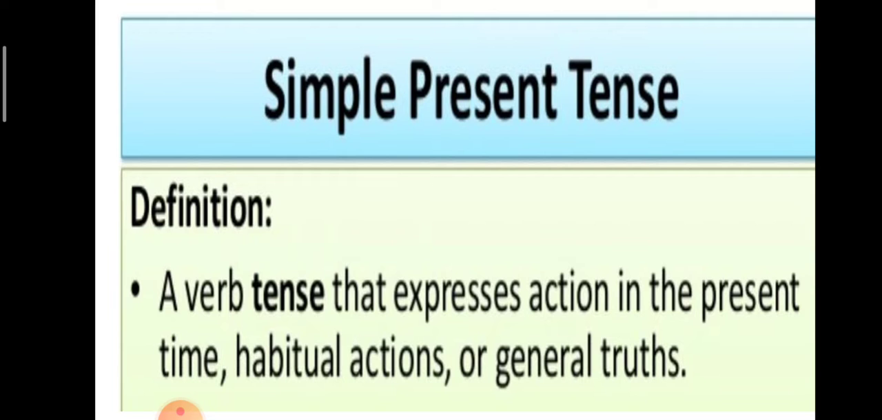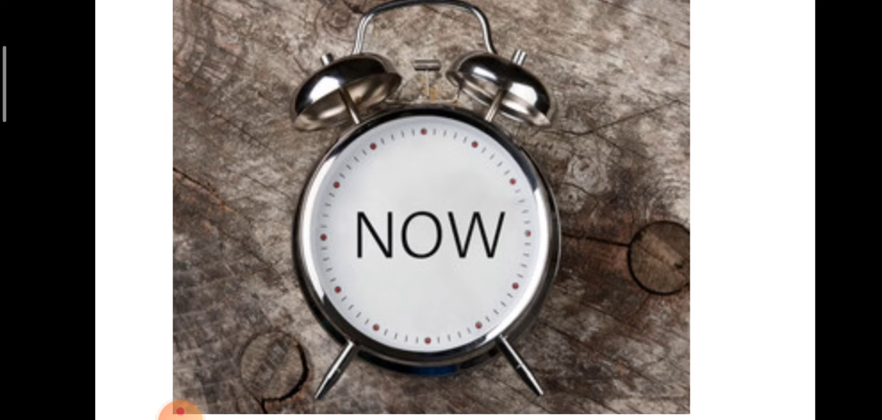Simple present tense. In the last class, we learned about simple present tense a little in detail. A little more we are going to learn today. Again, I'm going to repeat the same definition: a verb tense that expresses actions in the present time, habitual actions or general truth. These all denote simple present tense. Let's know what sentences come under simple present tense. The action that takes place right now is called simple present tense.